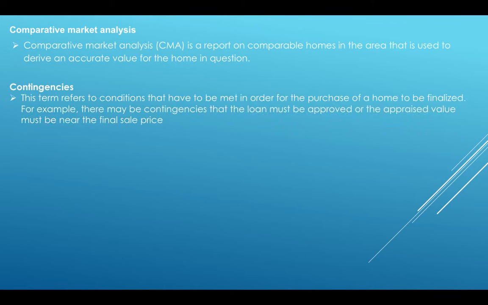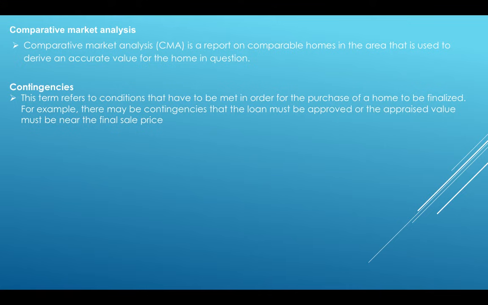Contingencies. This term refers to conditions that have to be met in order for the purchase of a home to be finalized. So when you say contingencies, it's like it depends on this factor. That's the way I could explain it. For example, when someone says my house is contingent on when I am going to be buying another one, that means that even if you already made me an offer on the house, but I haven't found another house yet, I won't be able to officially sell it to you, right?